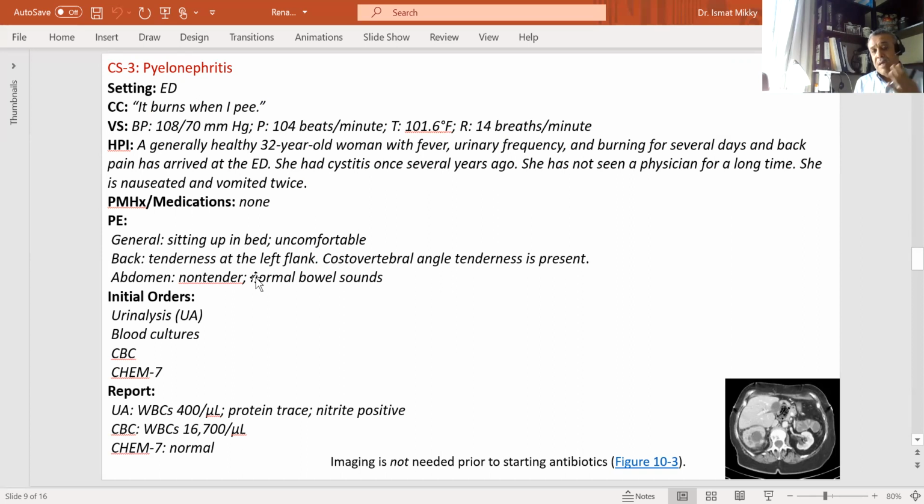So pyelonephritis is an upper UTI, which means there should be systemic manifestations like fever, malaise, general weakness, chills. When there is dysuria plus white blood cells in the urinalysis, that's a UTI. But if there is flank pain, then it becomes pyelonephritis.